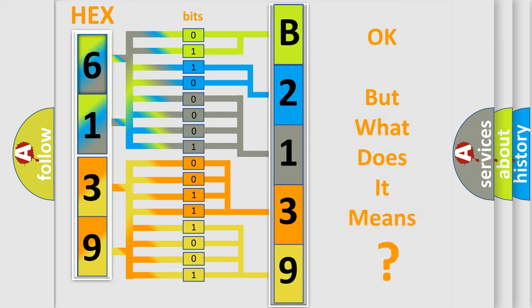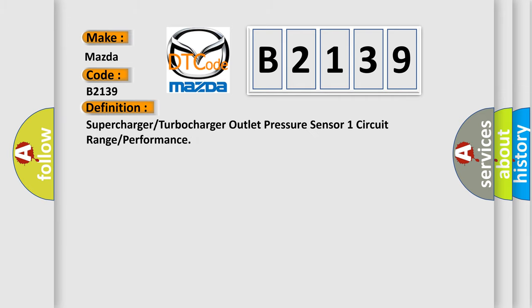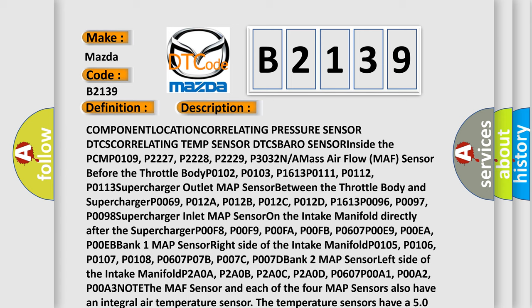The number itself does not make sense to us if we cannot assign information about what it actually expresses. So, what does the Diagnostic Trouble Code B2139 interpret specifically for Mazda car manufacturers? The basic definition is: supercharger or turbocharger outlet pressure sensor 1 circuit range or performance. And now this is a short description of this DTC code.